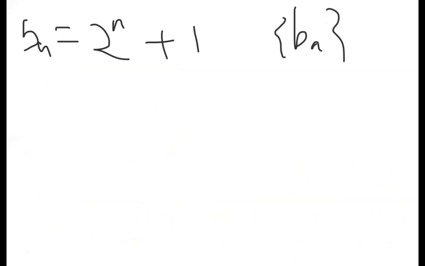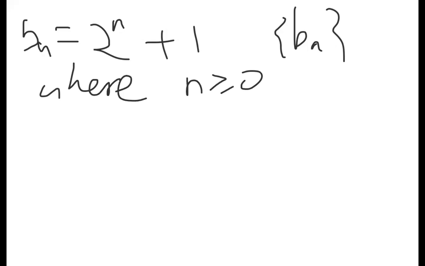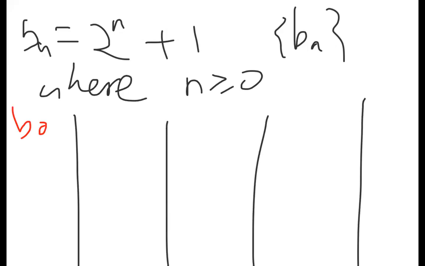Let's do another one. So in this case, we have the sequence B_n. The general term reads 2 to the nth power plus 1. For the sequence B_n, you also start from 0. Then for the first 5 terms, B0, because it starts from 0, B1, B2, B3, and B4.